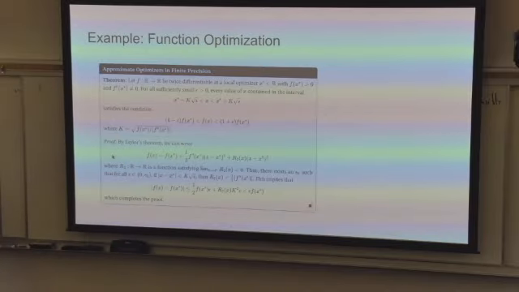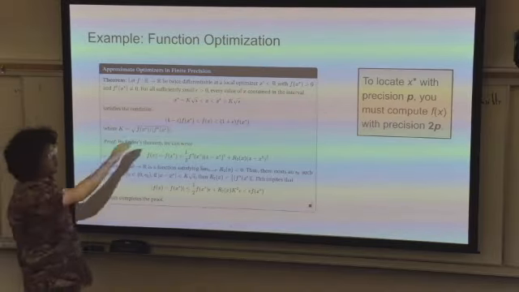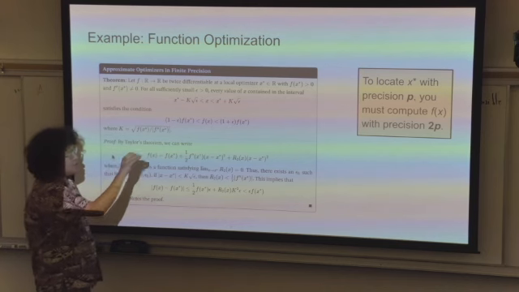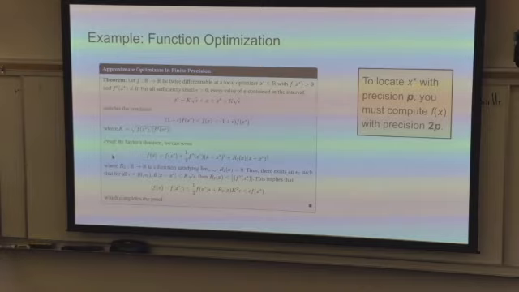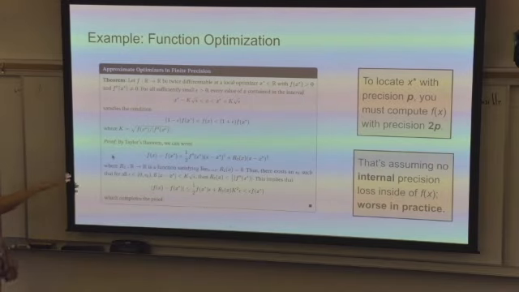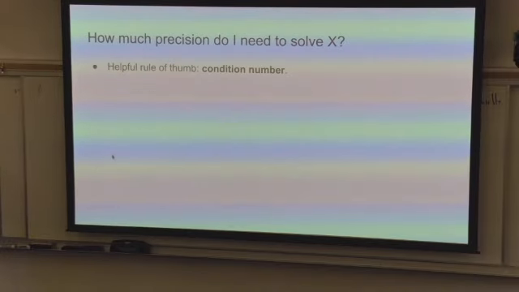And so what it means is if I want to find the maximizer to precision p, I must be able to compute the function with precision at least 2p. There's this multiplicative factor on the internal precision that you need. And in fact, that's assuming that f itself has no internal loss of precision. In practice, this will be worse. And this is the first nice instance of something that we can call the condition number of a numerical problem. So the condition number is a really useful rule of thumb that will help us to analyze situations like this.